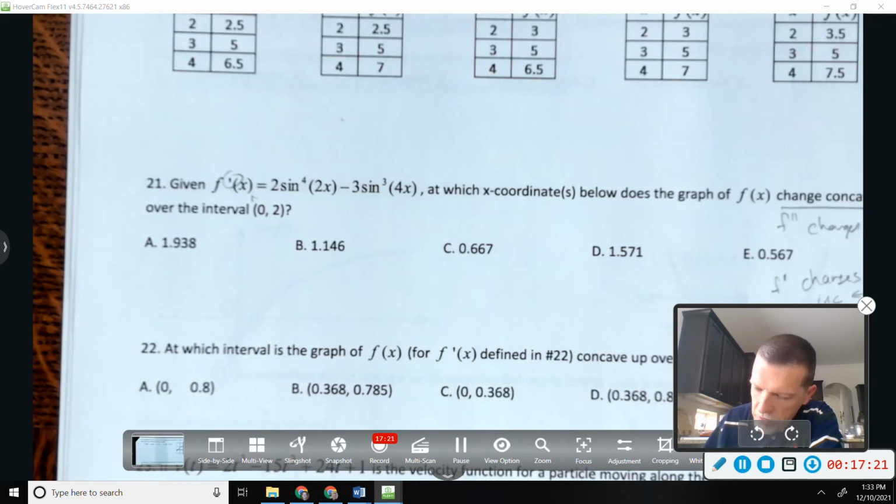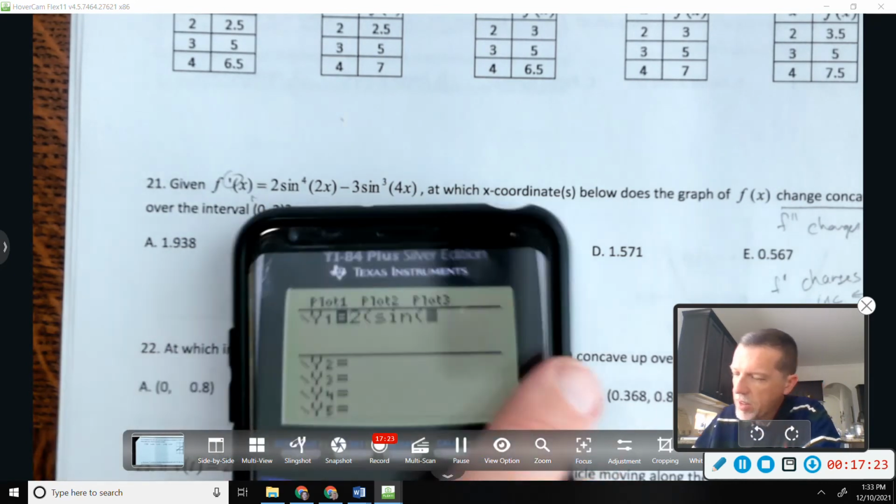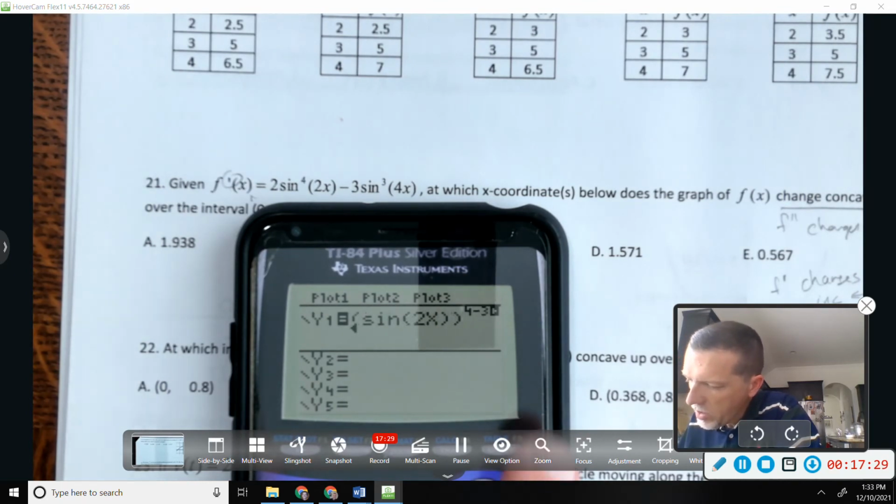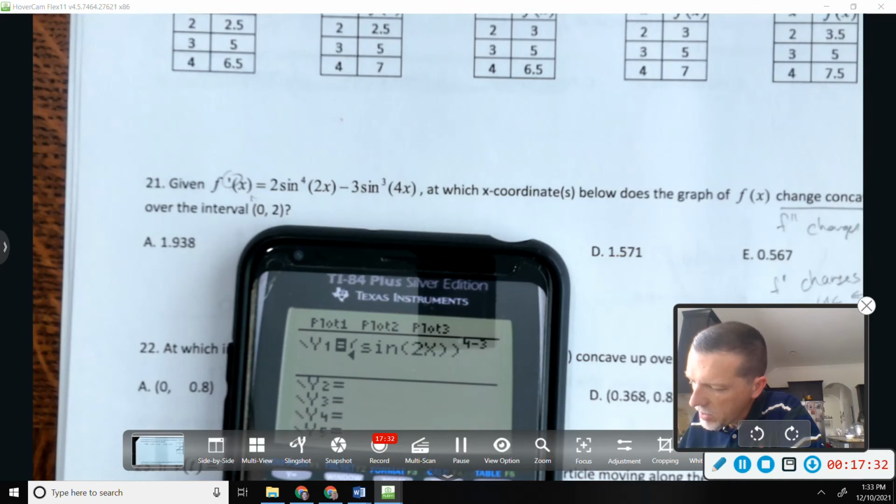2 times sine of 2x to the fourth minus 3 sine of 4x cubed.